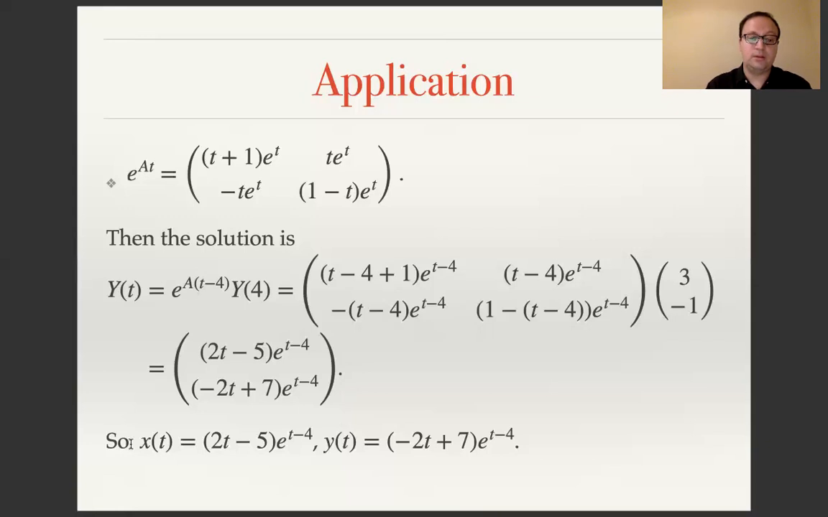So the first unknown function, x of t, is 2t minus 5 times e to the t minus 4. And the second unknown function, y of t, is minus 2t plus 7 times e to the t minus 4. And we have solved the system with these initial conditions by using the matrix exponential for a Jordan matrix.